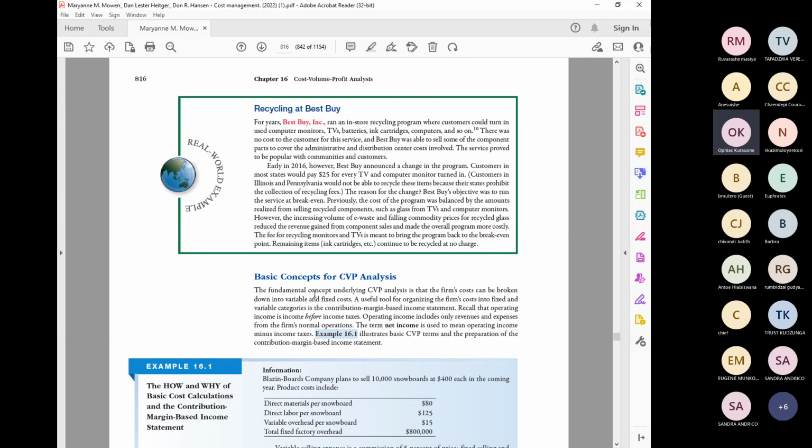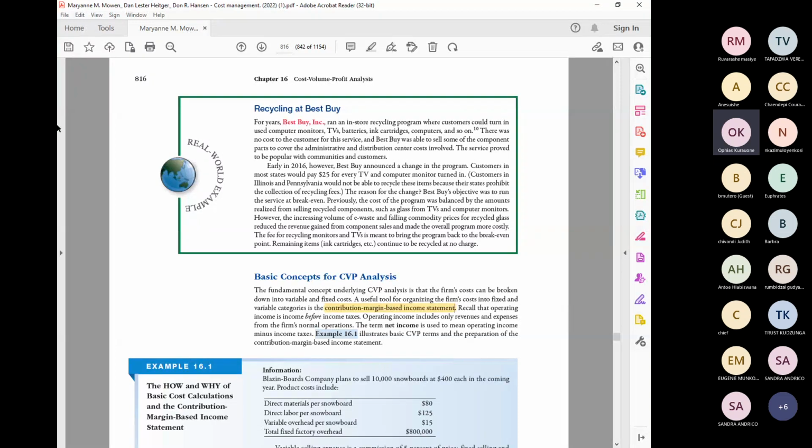So it becomes a limitation when somebody is not able to identify variable and fixed costs, cannot even separate them. That becomes a problem, which means that an individual should be able to separate variable and fixed costs. A useful tool for organizing the firm's costs into fixed and variable categories is the contribution margin based income statement. This is very critical.